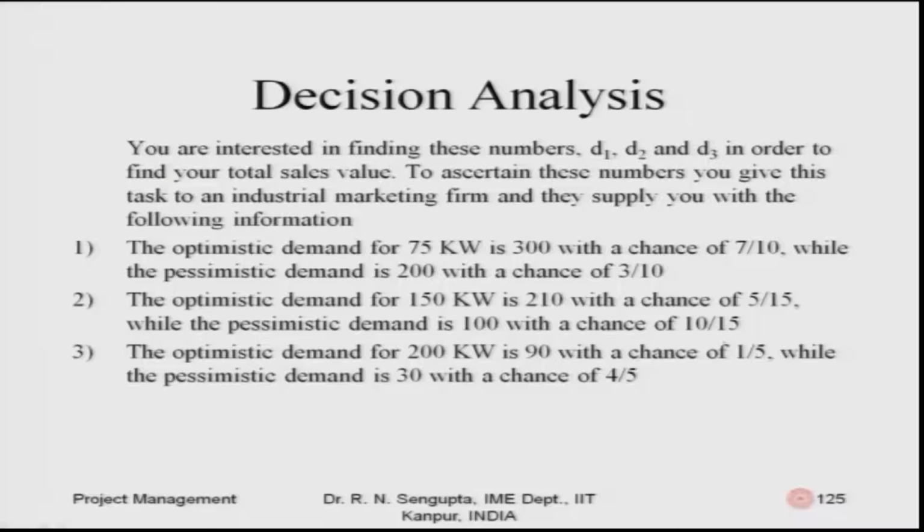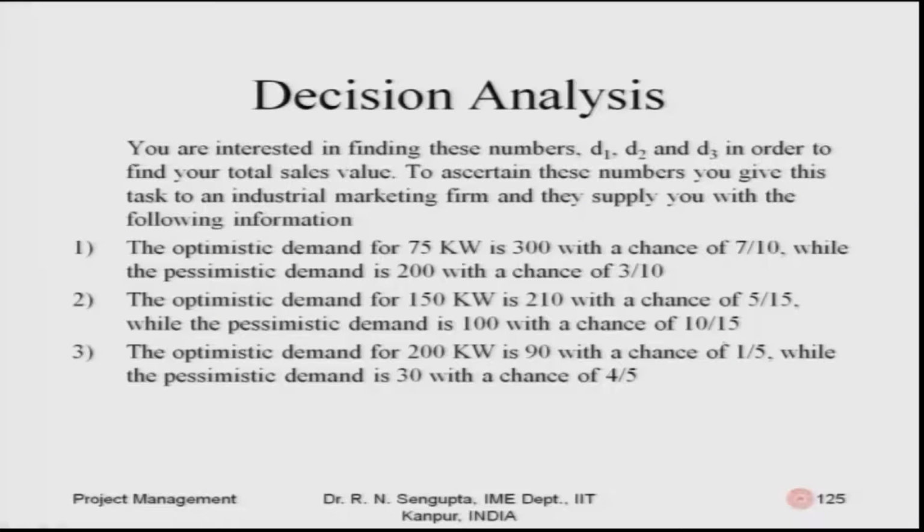Sorry, my mistake. For the 75 one, the demand values given are: D1 is 300 with probability 7 by 10, and 200 with probability 3 by 10. So, now demand numbers are also changing. Similarly, for 150 and 200 kilowatts, the corresponding probabilities, if you see in bullet point number 2 and bullet point number 3, are 5 by 15 and 10 by 15 for the 150 kilowatt, and 1 by 5 and 4 by 5 for the 200 kilowatt.